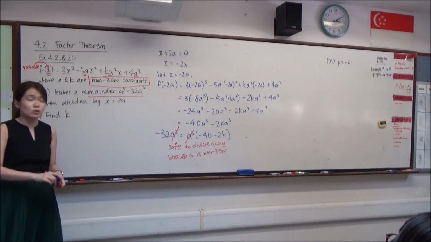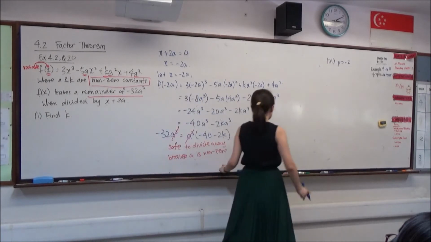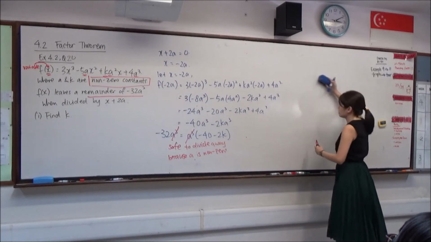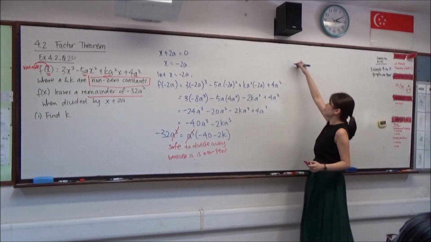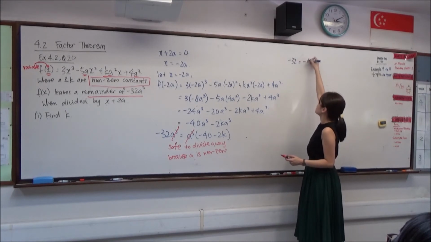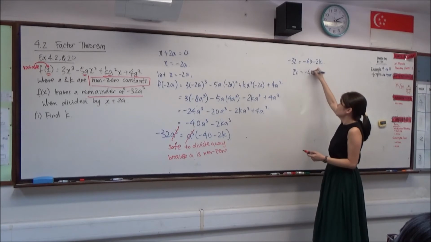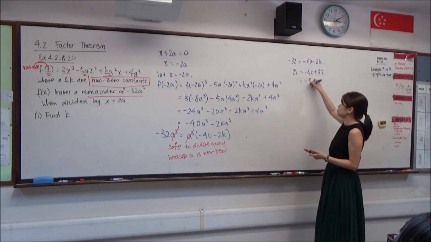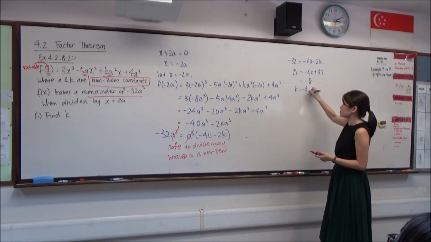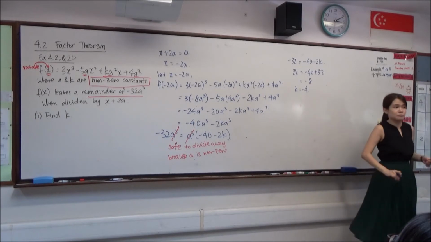Otherwise, usually we don't actually divide by unknowns. So therefore we have negative 32 equals negative 40 minus 2k. Then it will be a very simple solving procedure, and we find that k is negative 4.